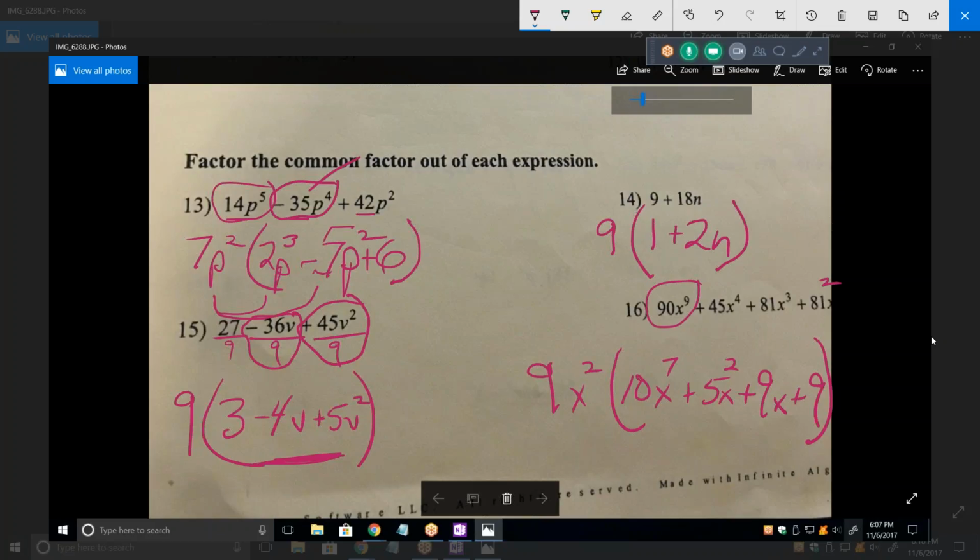Very good. Again, if you check this resultant, I cannot take anything else out of there. If I could take a number out of there, then I didn't find the greatest common factor. But I can't. I can't divide. I can't take any more variables out. I can't take any numbers out.